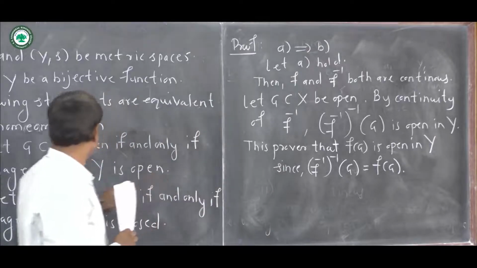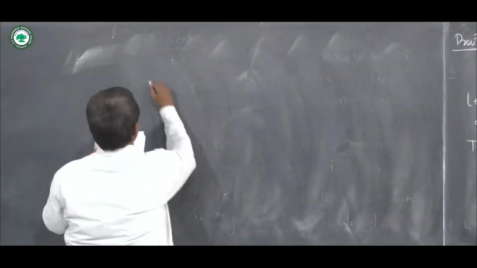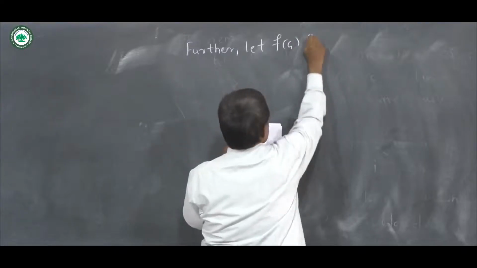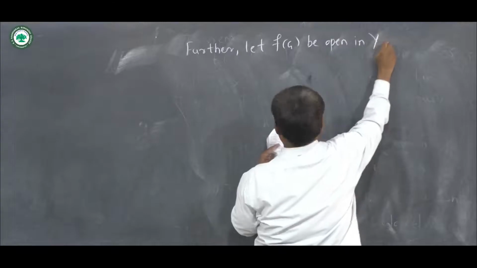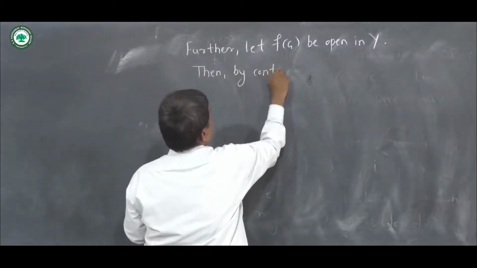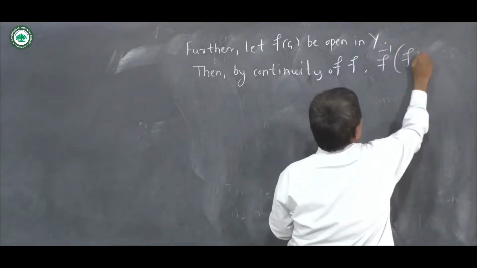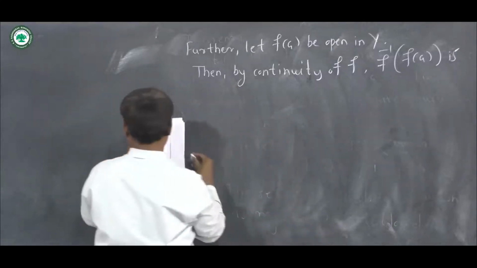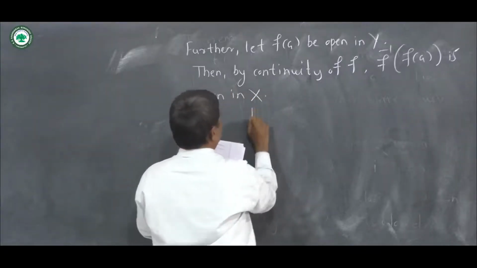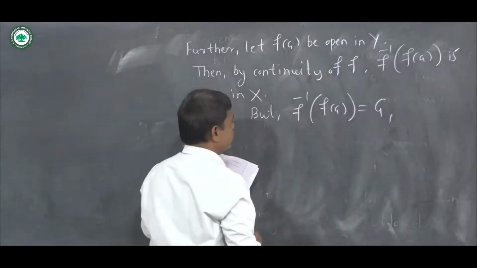Now for the converse part, when f of G is open in Y, we are going to show that G is open in X. Further, let f of G be open in Y. Then by continuity of f, f inverse of f of G is open in X. But f inverse of f of G is equal to G, because we know that function f is injective.